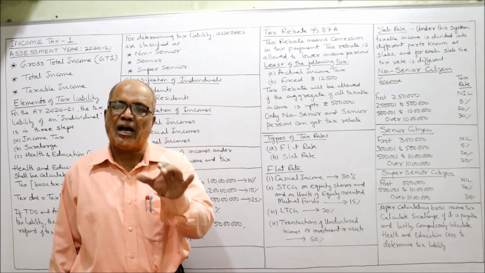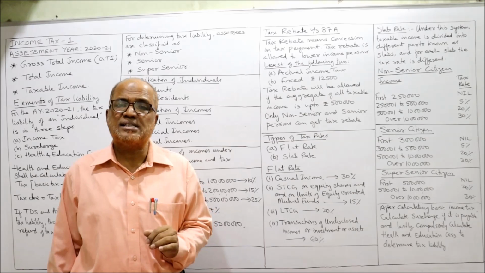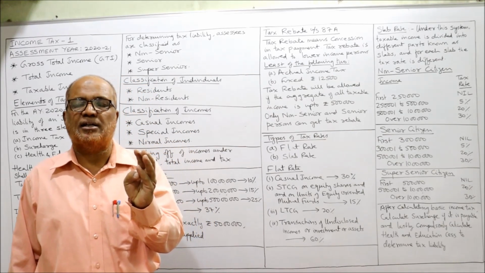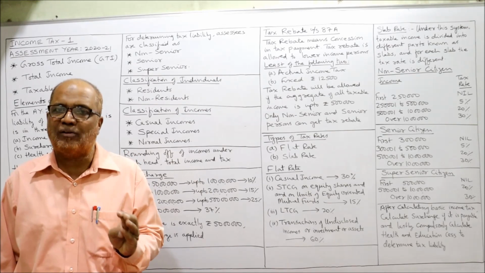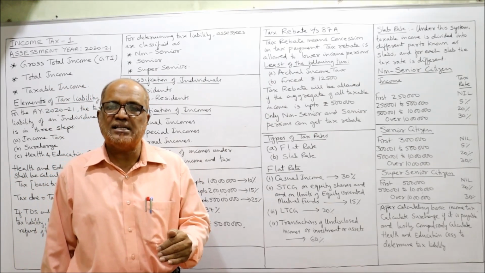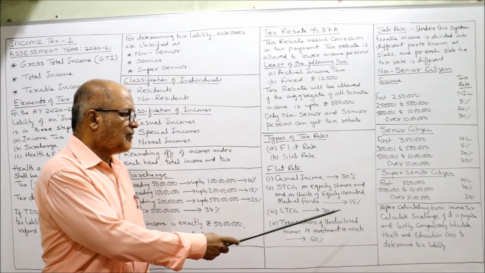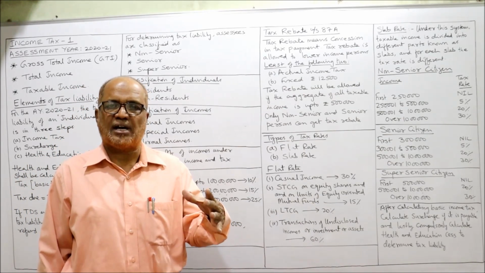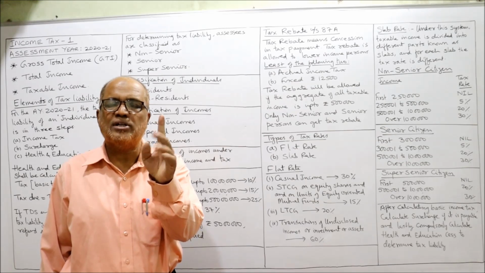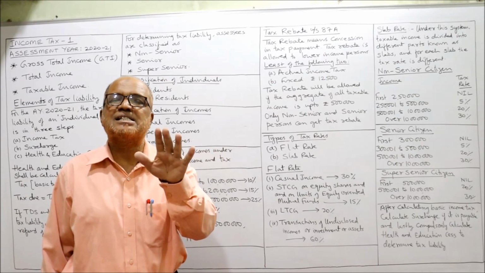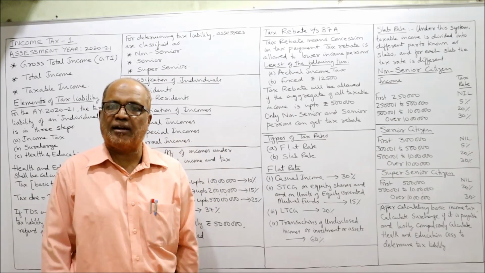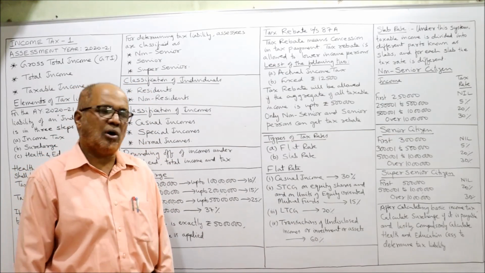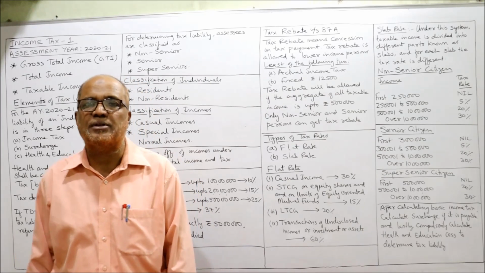So short-term capital gain arising on the sale of equity shares or on the sale of equity-oriented units of equity-oriented mutual funds, that gain is taxable at 15%. Long-term capital gain, lengthy provisions are there, but simply you remember one point: long-term capital gain is taxed at a flat rate of 20%. Then transactions of undisclosed incomes or investments or assets, 60%.